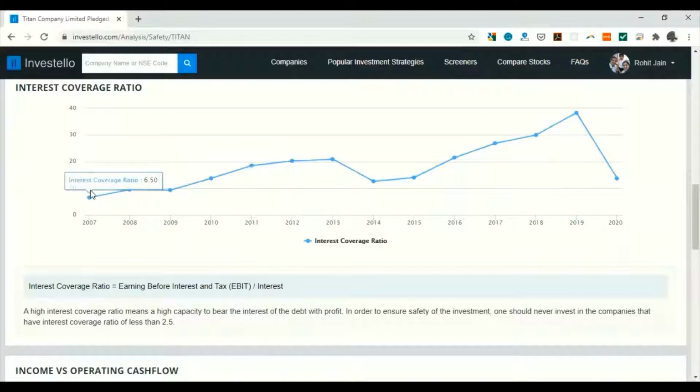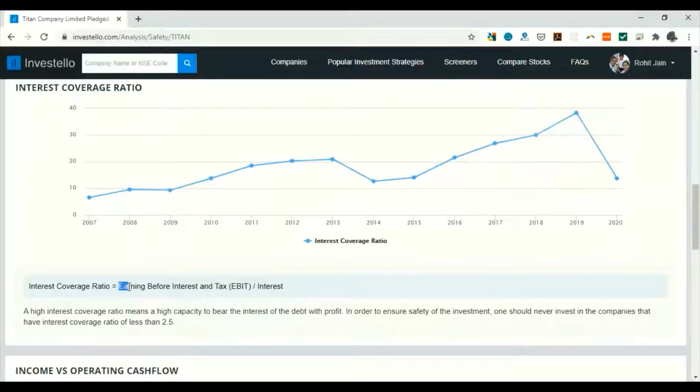As we can see, in 2007 interest coverage ratio was 6.5. It should ideally be more than 5, and it should definitely be more than 2.5. So it was near that recommended mark of 5 in 2007, and then it increased up to 20, and in 2019 it was at its peak of 38.29. But recently it has fallen because the company has taken on debt, so definitely they would be making interest payments. That's why interest coverage ratio has decreased.